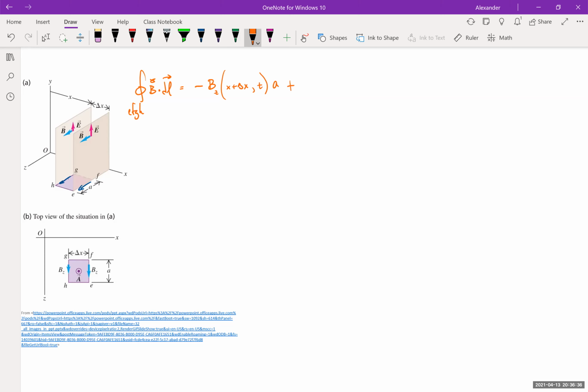And we also have path GH, in which the field and our path direction are parallel. So we get a positive dot product, and it's Bz of x and t again times A. So we could factor out the A and maybe a minus sign if we wanted to.